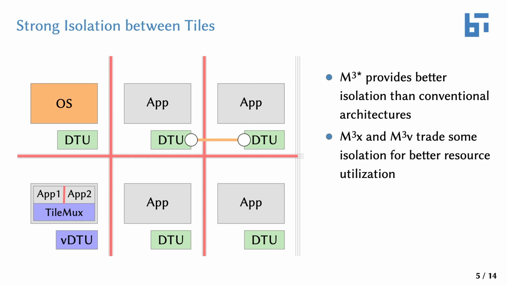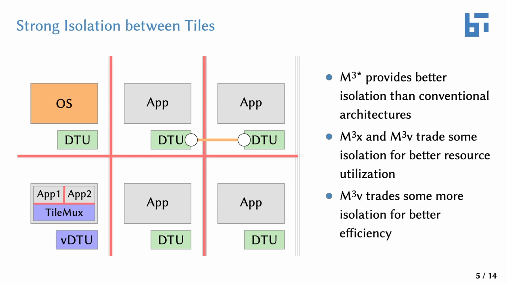And you can, of course, argue that since they are now sharing these hardware resources, they are weaker isolated than if they would not share these resources by running on separate tiles. In M³v, this current work, we trade a bit more of the isolation for better efficiency by also running the tilemux demultiplexer on the same tile as the applications, in contrast to M³x, where this was part of the operating system on the OS tile.